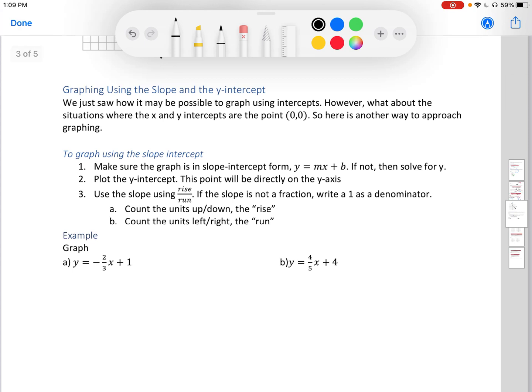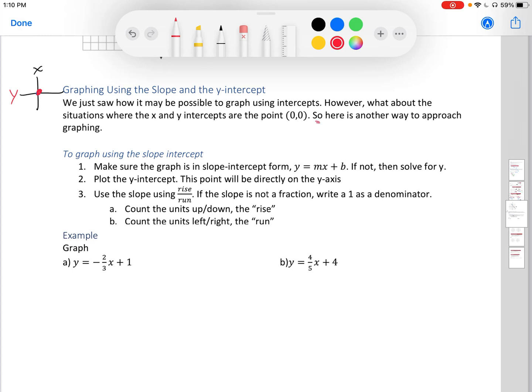Moving forward, graphing using the slope and y-intercept. We saw how it may be possible to graph using intercepts. However, what about the situation where the x- and y-intercepts are the point (0, 0)? Because if my x-intercept is at 0 and my y-intercept is at 0, then intercepts would not be the best way to graph because they would just produce a single point.